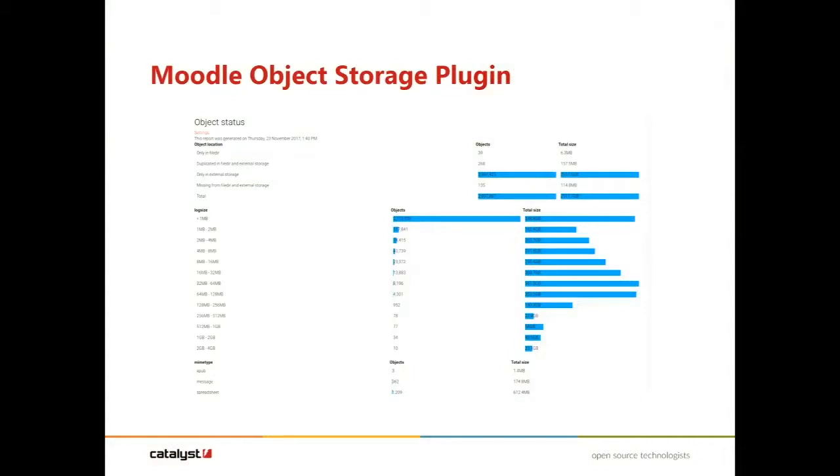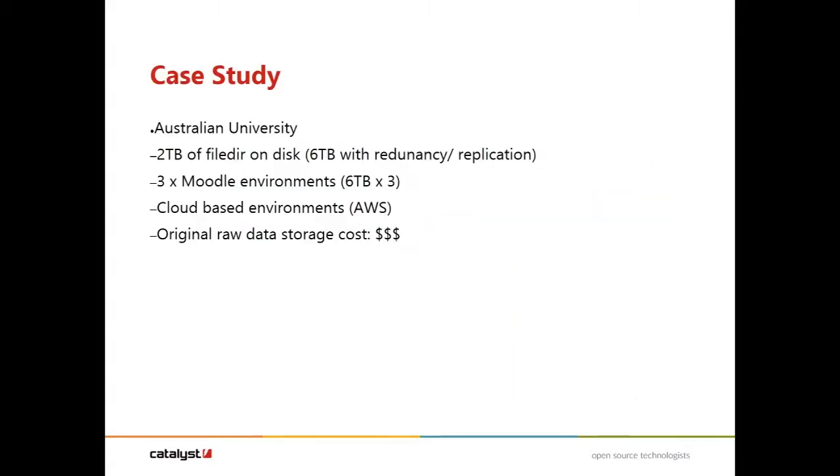It's great. And I know it's a bit small, but this is the output of the report that our plugin generates, and it gives you an overview of how much is stored on the disk and how much has been moved to the object store. As a case study, Catalyst Australia moved 2 terabytes of their file storage from disk, which added up to 6 terabytes because they wanted replication in 3 different places. And this will have saved them hundreds of dollars every month.